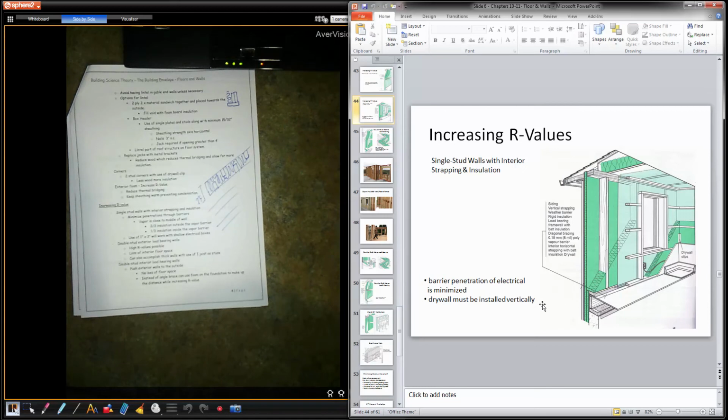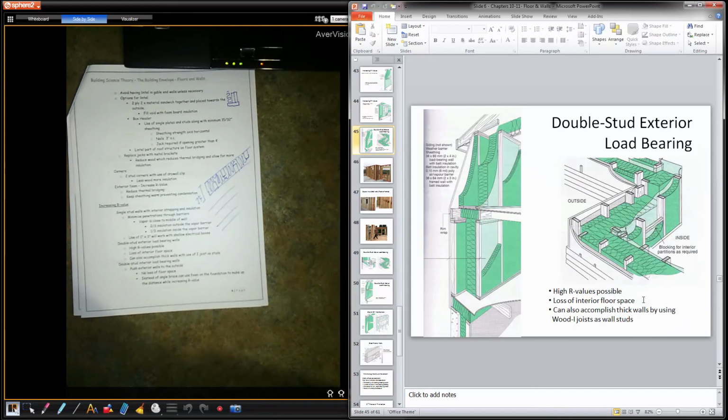Drywall must be installed vertically because of the membranes going. But that's not necessary, it's just easier to put the drywall on vertical with thin material to fasten to. But it's no worse than a stud.